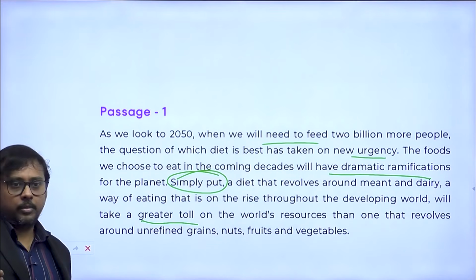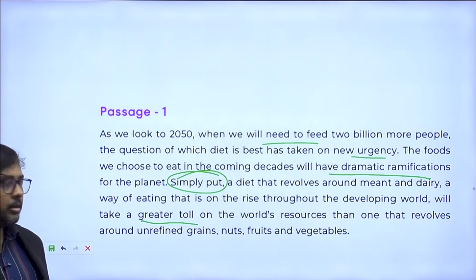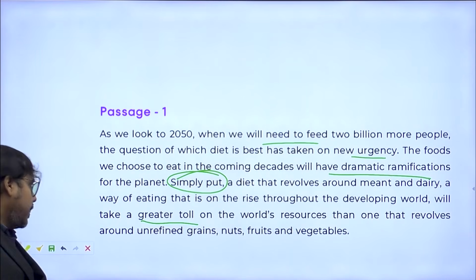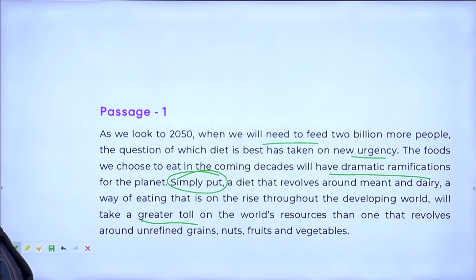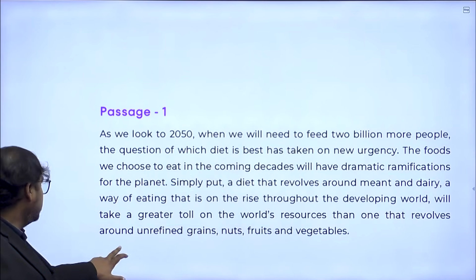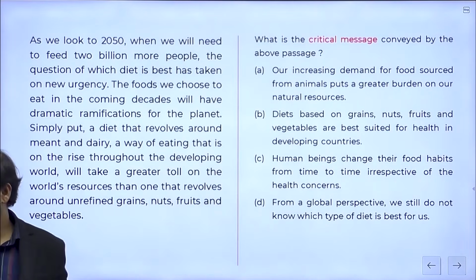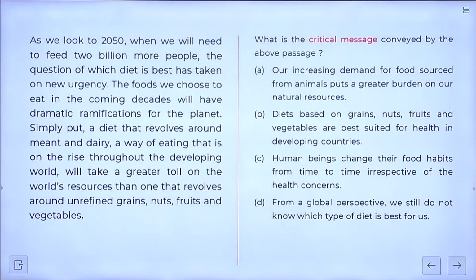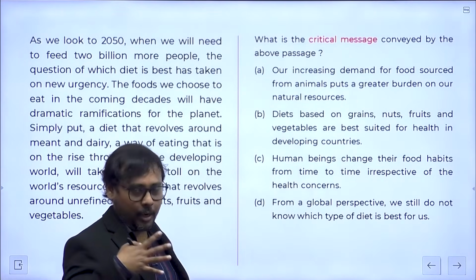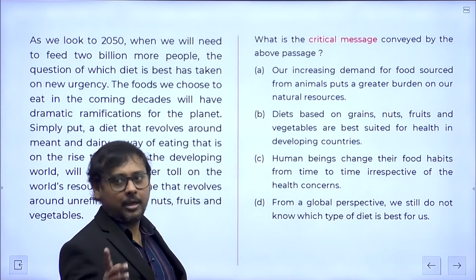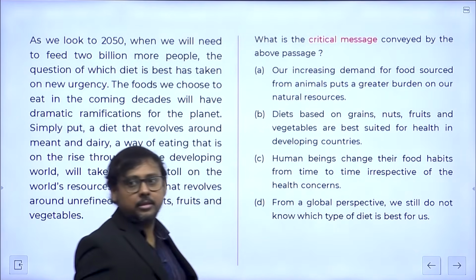So we understood the problem, we identified the tone, right? And then we know the summary. Now let's see the options. It is A. This is a 2023 question. If you had not understood the passage, I can guarantee you that you would have marked option B.